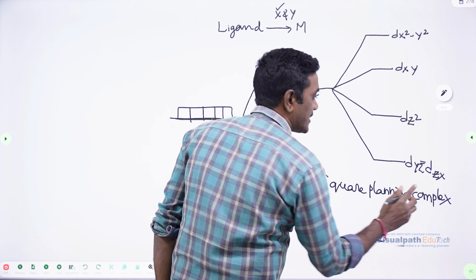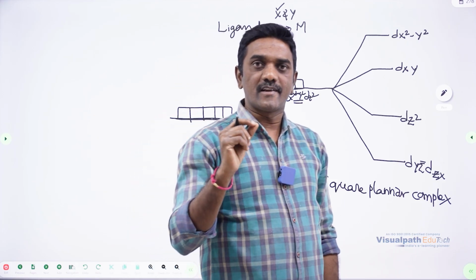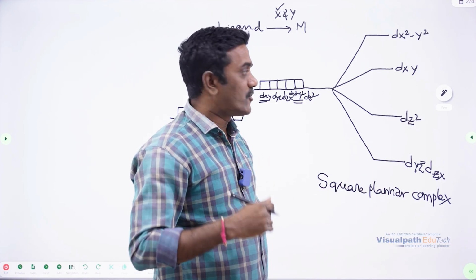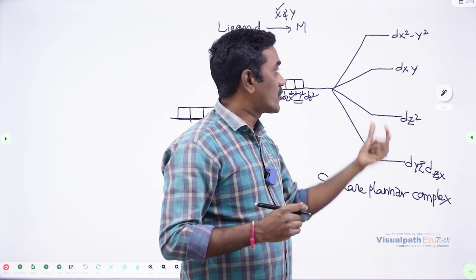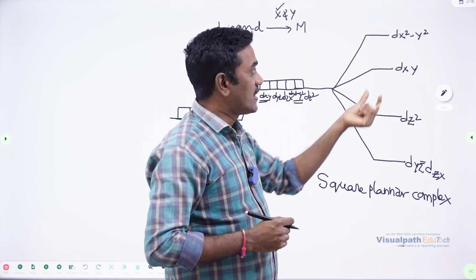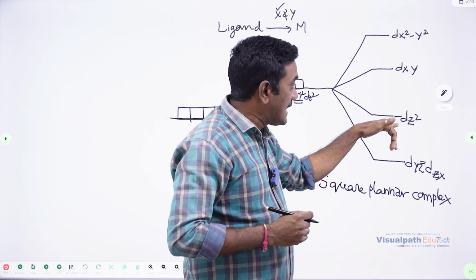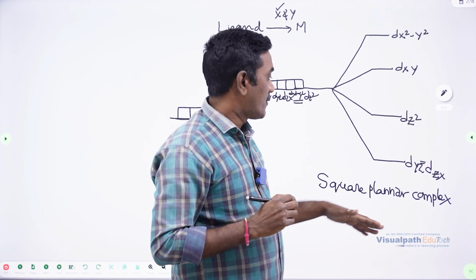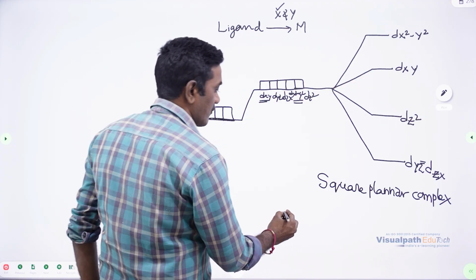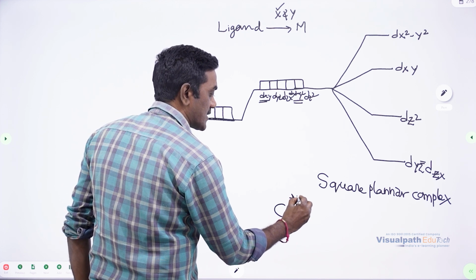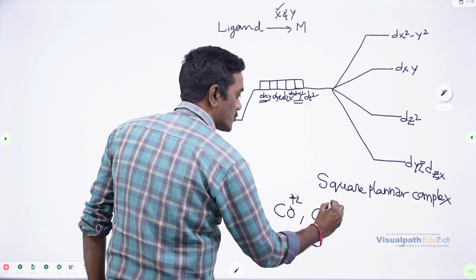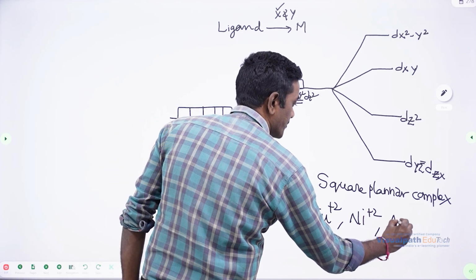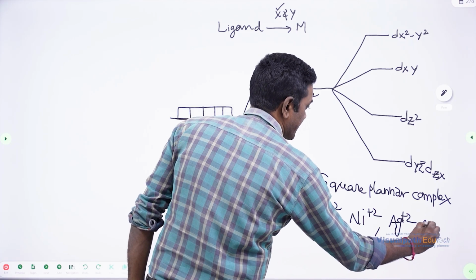Again, the splitting varies with respect to the metal also, which we will discuss later, but the general splitting is going to be like this. We may have a doubt: dx square minus y square is okay because it is approaching towards x and y, dxy is okay, then why is dz square somewhat above? It is based on the metal. For example, this type of splitting will happen for examples like cobalt plus 2, copper plus 2, nickel plus 2, and so on.